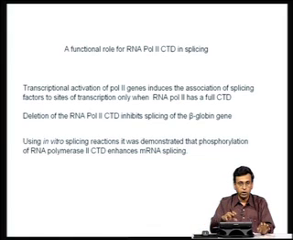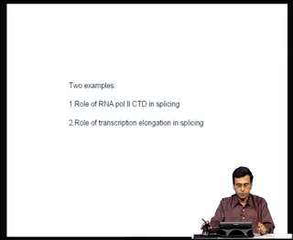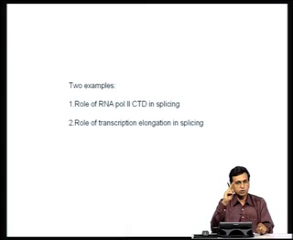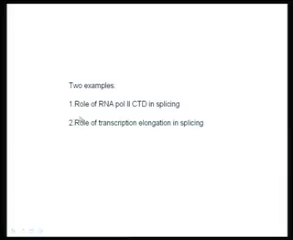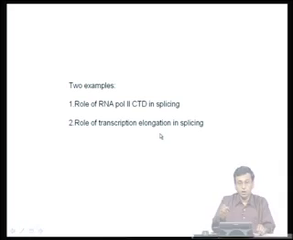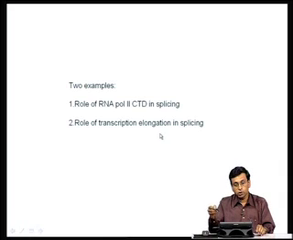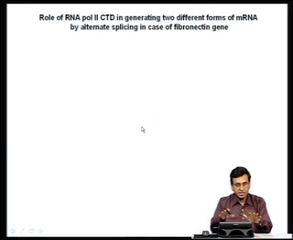So, these kinds of in vitro reactions clearly indicated that the Pol II CTD has a very active role in mRNA splicing. I want to give you just two examples to illustrate how RNA polymerase II plays a very important role in mRNA splicing. One example I would like to discuss is how the RNA polymerase II CTD plays a very important role in mRNA splicing. Then I will also tell you how transcription elongation itself plays a very important role in mRNA splicing.